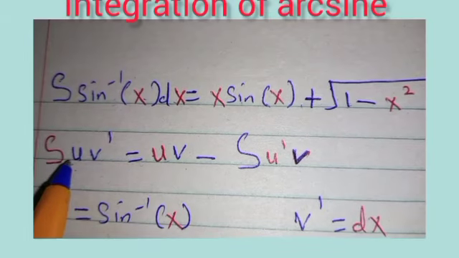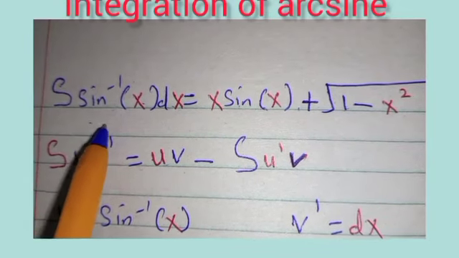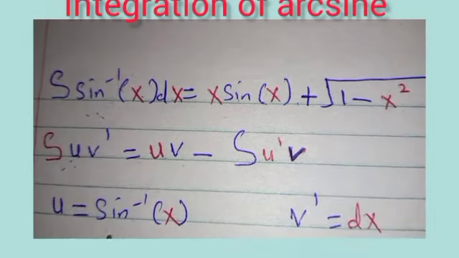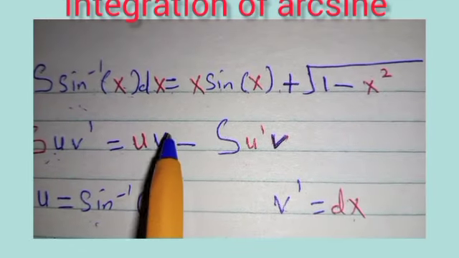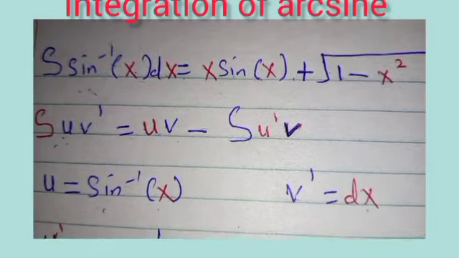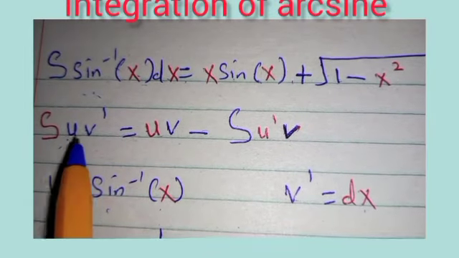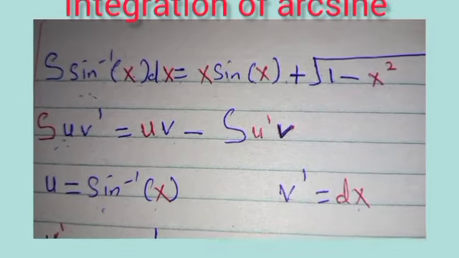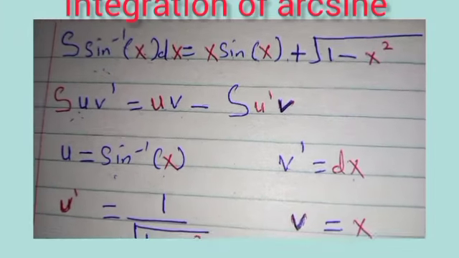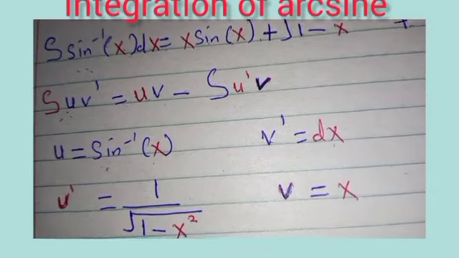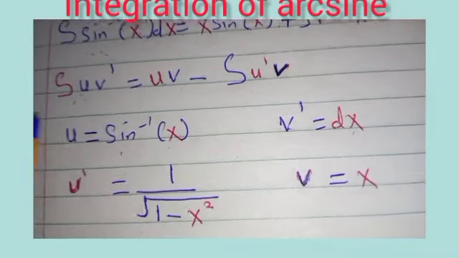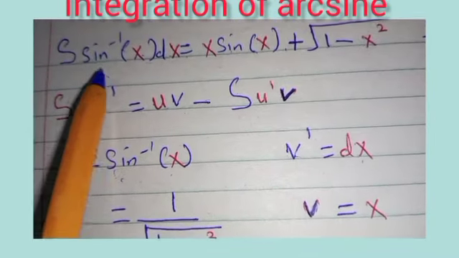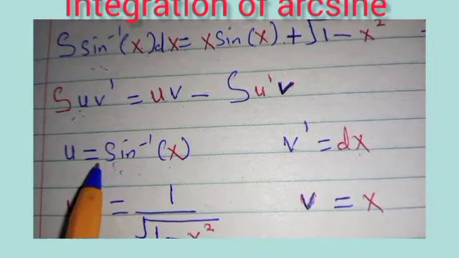We are going to use integration by parts. Our u is this function here, sine inverse of x, and our v prime is dx. On how to use integration by parts, I have already done a video tutorial. You can check it out, but here we are only going to make use of it. So to do that, we let our u be sine inverse of x, and v prime be dx, as shown here.